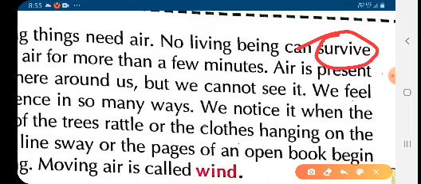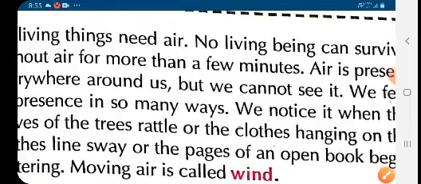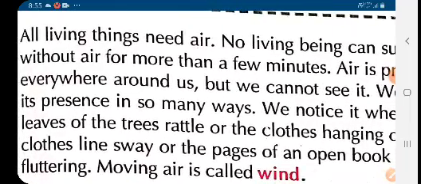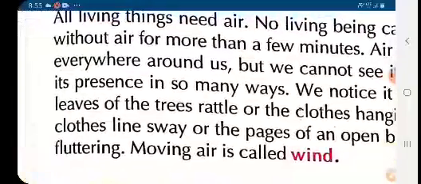Air is present everywhere. As I told you, wherever there is space around us, there is air, but we cannot see it. In case it moves, you can see things around you flying, and you can feel that the air is present. Now children, we can feel the presence of air in so many ways.